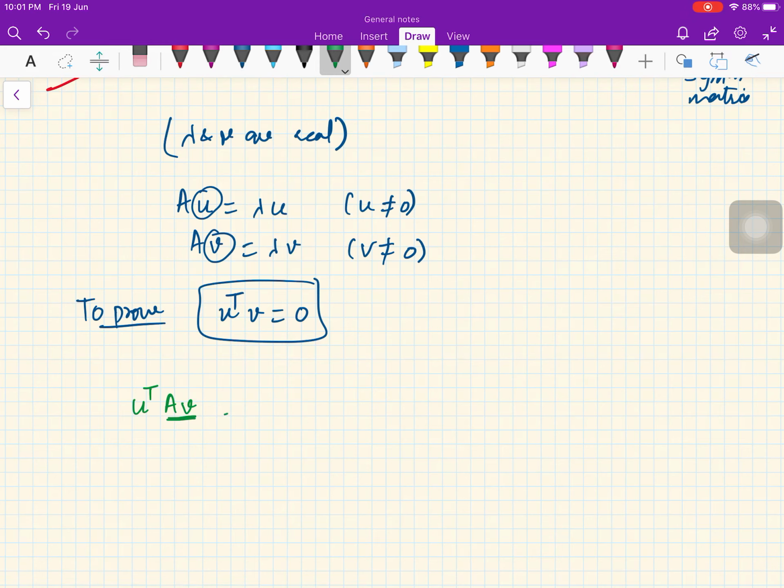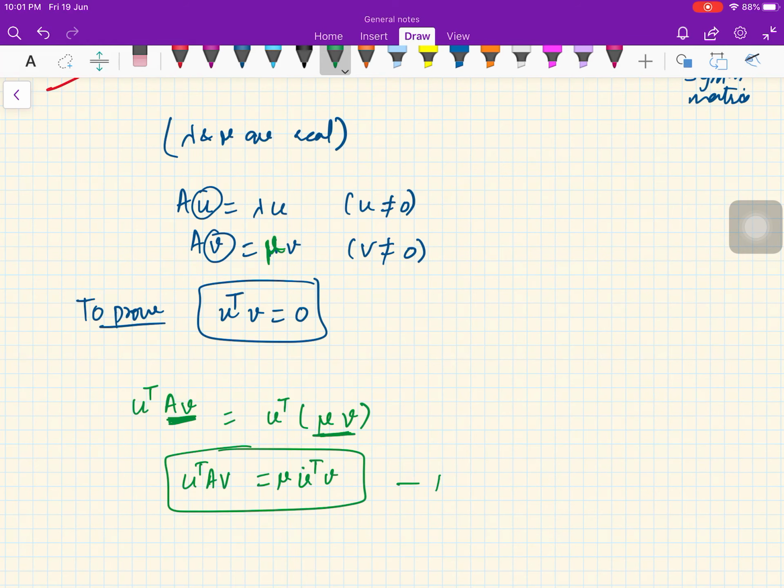So I can write this as u transpose, in place of AV I will write mu v, because this corresponds to mu. So this is mu v. AV we write as mu v. So this is mu u transpose v, mu outside, right? So u transpose AV is this, call it 1.